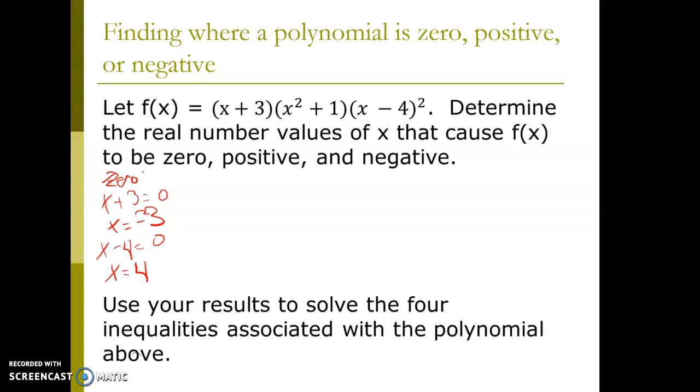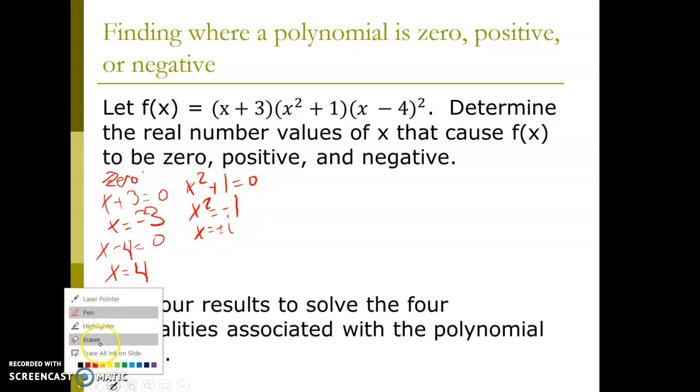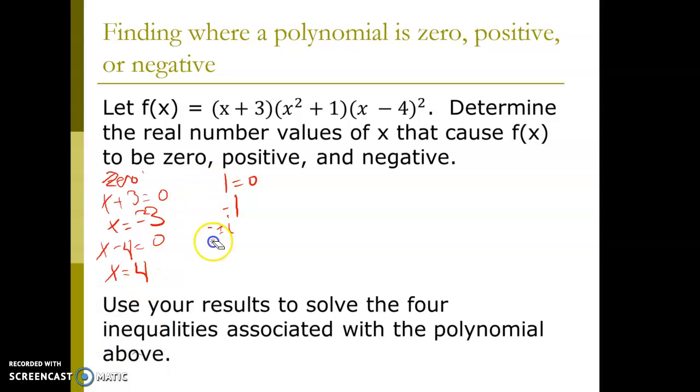However, the reason that I stressed it had to be a real number value is for that second part there. If you set x squared plus 1 equal to 0, I'm pretty sure a lot of you can see where this is going. You get x squared is equal to negative 1, and x is equal to plus or minus i, which does not work. It has to be real numbers, and that is imaginary. So those are all the real numbers in which f of x is 0.